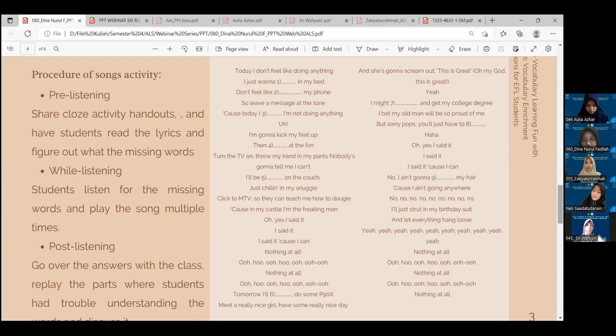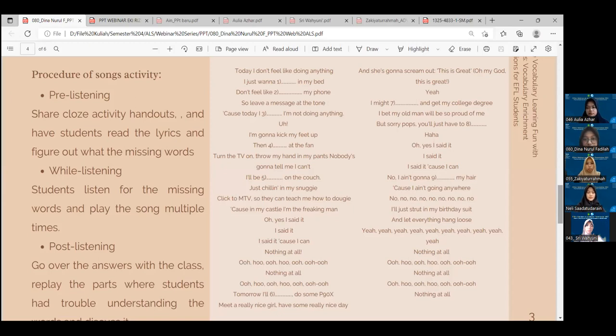And then circulate the activity handout, like the example I attached on the screen, and have students read the lyrics and figure out what the missing words might be by using their knowledge of grammar. Have the students compare their guesses with their neighbors, and then ask for volunteers to share their guesses with the class.